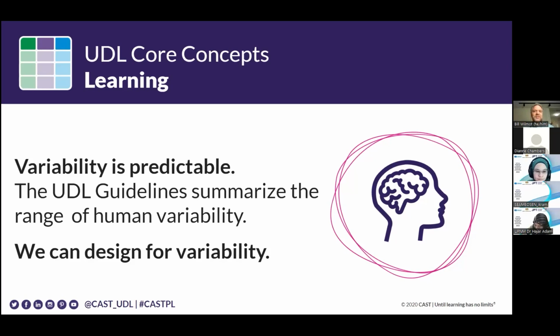Well, there is some predictability to variability. And this tool that I mentioned, the UDL guidelines, part of what it does is summarize some of the variability in human learning, right? It summarizes kind of the range of human variability so that we can design for variability.